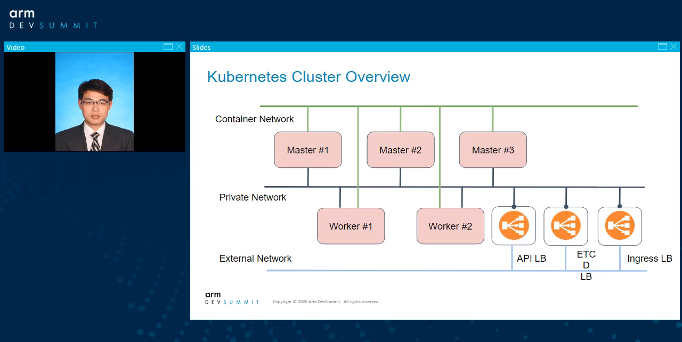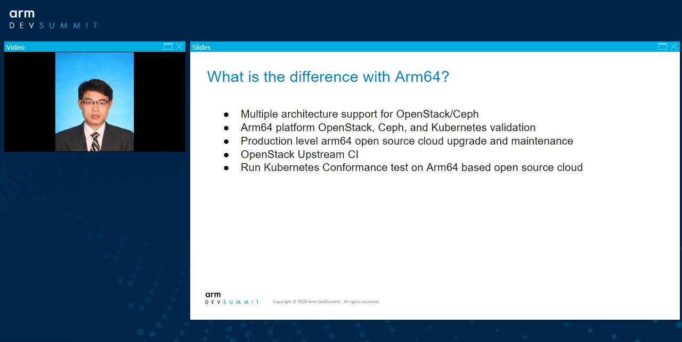And the last one is the ingress load balancer. This one is for if you want to run pod applications inside the Kubernetes cluster. Maybe you want to deploy a website here, so you can use the ingress to offer external network support. We will cover the technical details in the next session.